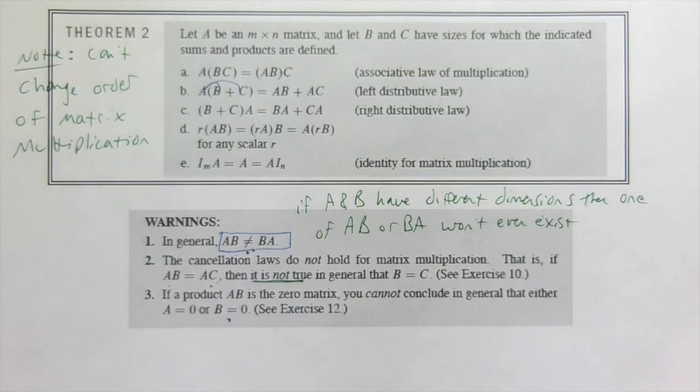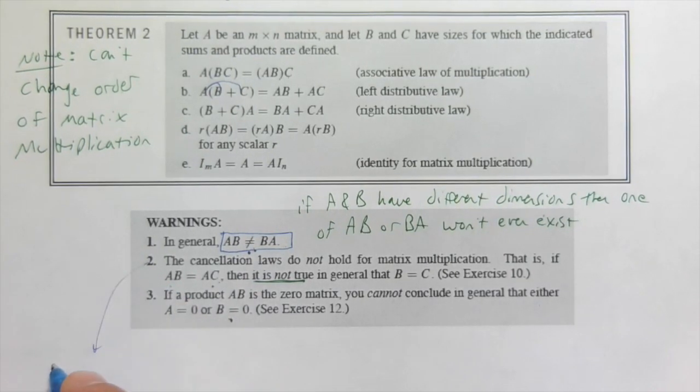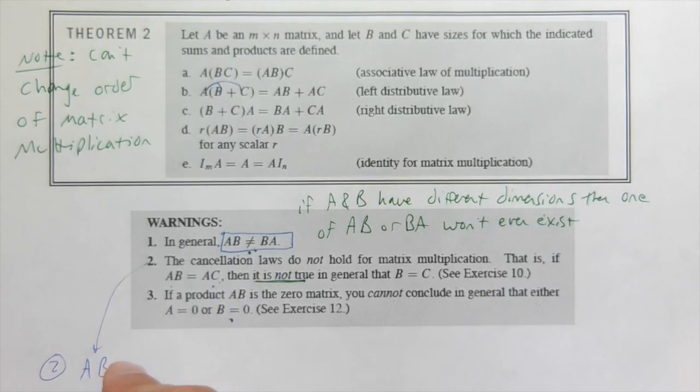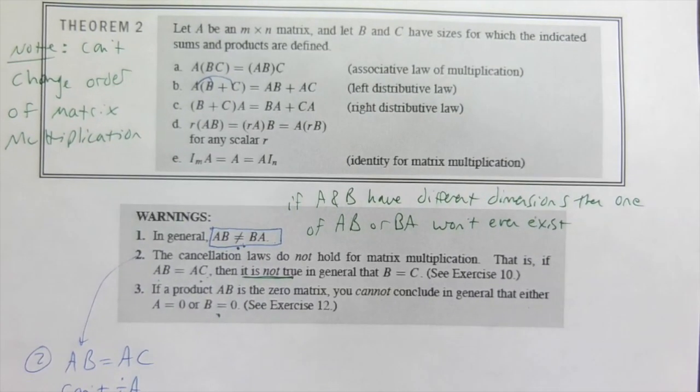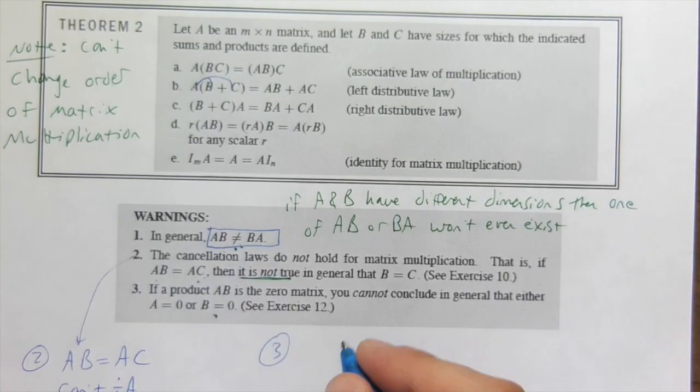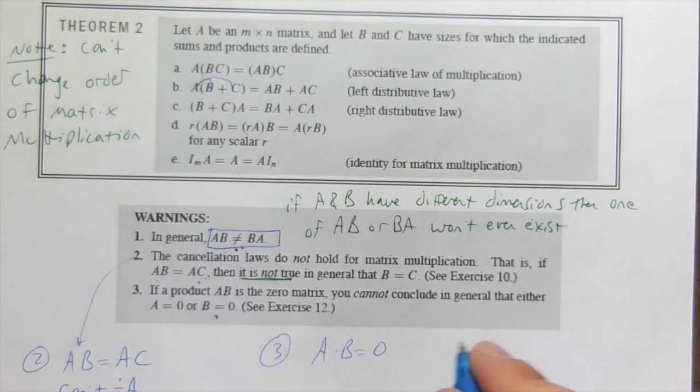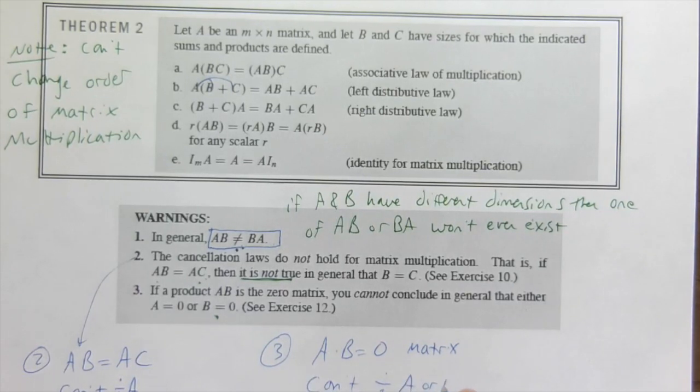I already explained 1. Let me explain 2 really quick. What number 2 is saying right here is if you have AB equals AC, you can't just divide by A, and so it's not true that B equals C. And what number 3 is saying is if you multiply two matrices and get the 0 matrix, then that means you can't divide by A or B to show 1 is 0.